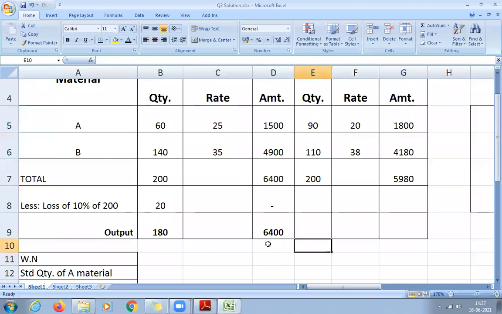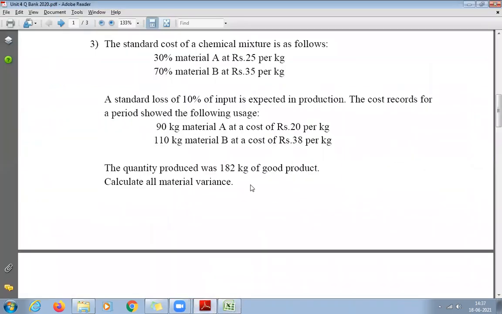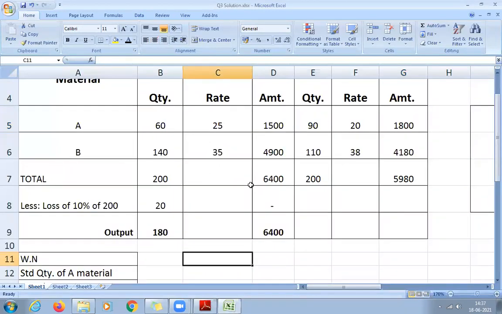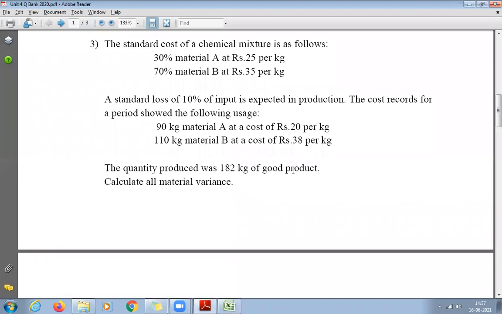And here, how much is the loss for actual? It's given for 182. What is 182? This is the actual output of good material. So you can see here, it is given 10% only for the standard, not for the actual. So I cannot calculate 10% of 200 here for actual, because we mentioned clearly it is a standard loss, not the actual loss. Got it? So actual loss can be more or less than this.